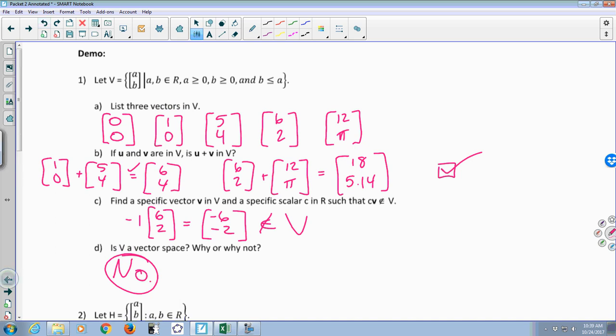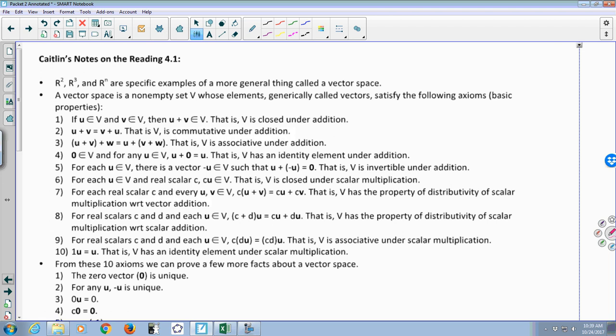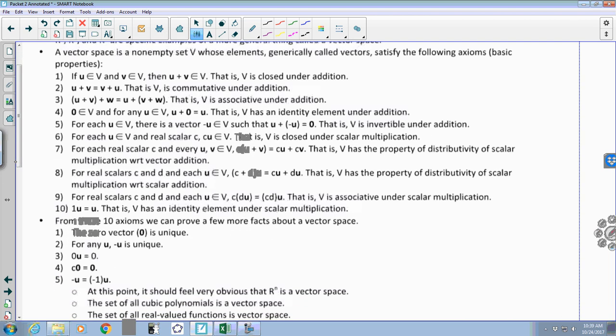So very quickly, I'm just going to talk through what the 10 properties are. The first one is closed under addition, right? We said that one was a check, but it was not closed under scalar multiplication, which is six, right? Not closed under scalar multiplication.